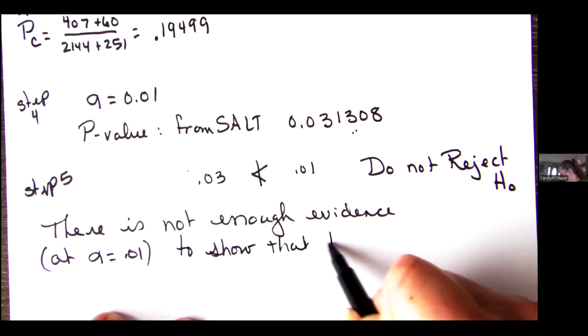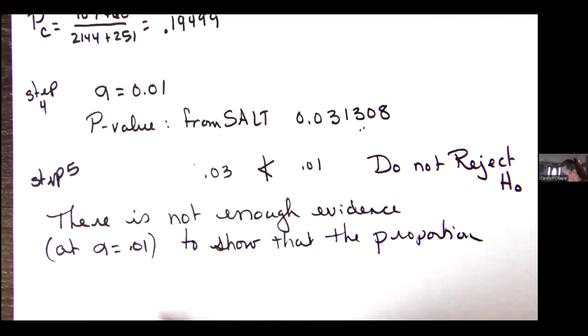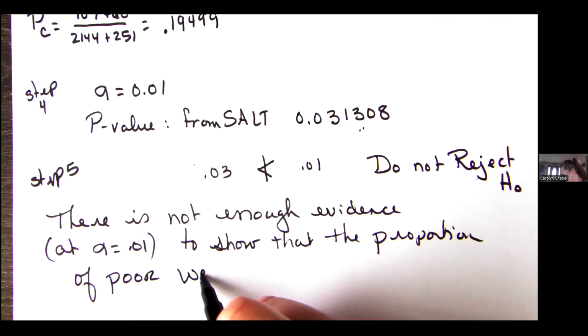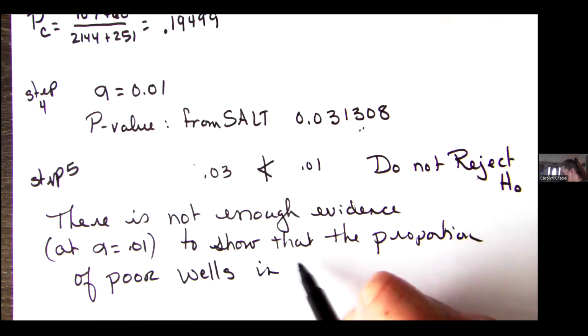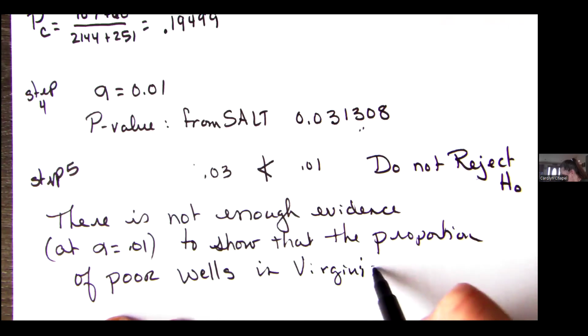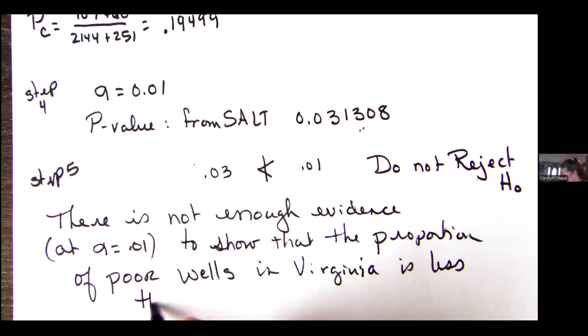There's not enough evidence to show that the proportion of poor wells in Virginia is less than Pennsylvania.